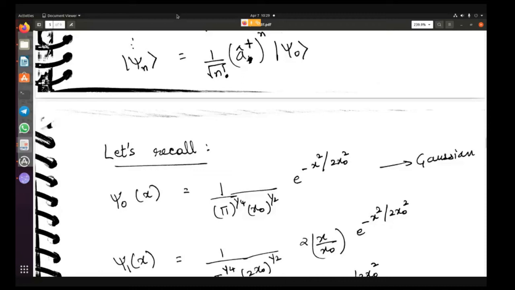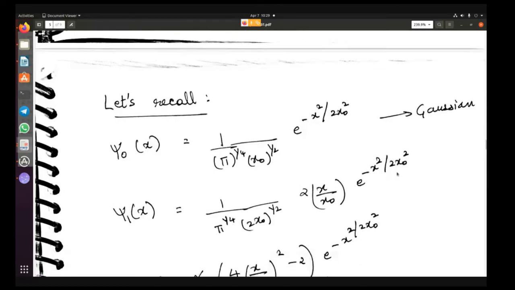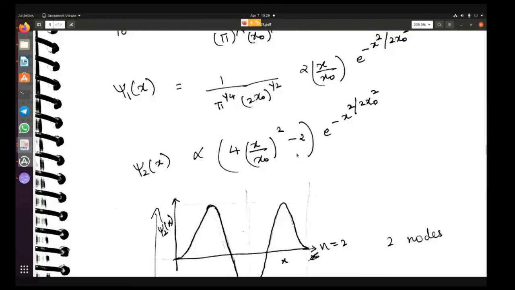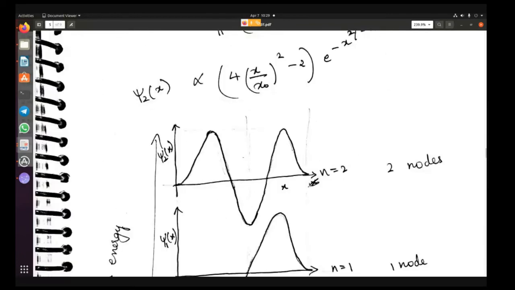Let's recall that psi 0 of x is a Gaussian function. This is the form of psi 0 of x. Psi 1 of x is some linear term x multiplied with a Gaussian function. Psi 2 of x is a quadratic term multiplied with a Gaussian function, and so on. If you want to plot this function with respect to x, what does the function look like?